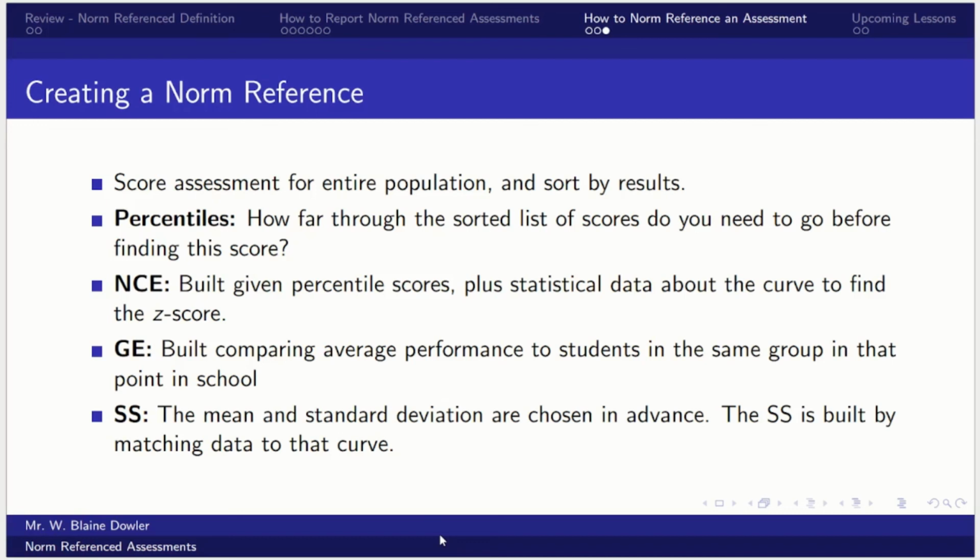If you are not familiar with the statistics of how to build it with a Z-score, these lessons are not going to prepare you for that. That's a separate course on statistics.